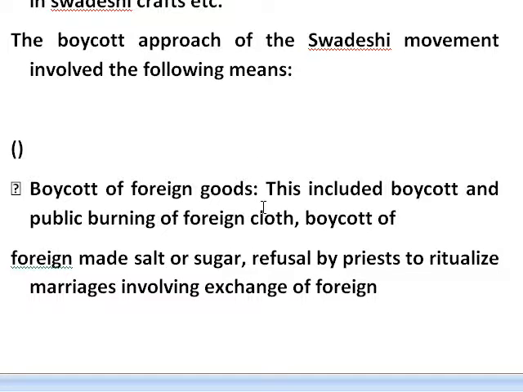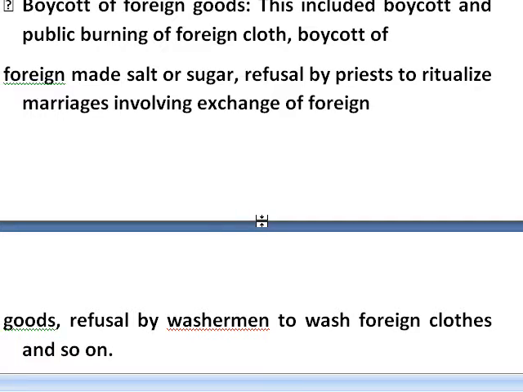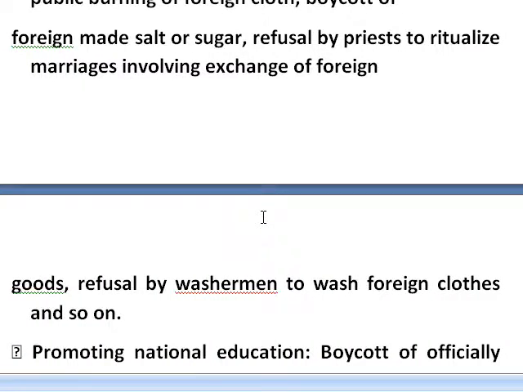The boycott approach of the Swadeshi movement involved the following means. The boycott of foreign goods included boycott and public burning of foreign clothes, boycott of foreign salt or sugar, refusal by priests to ritualize marriages involving exchange of foreign goods, refusal of washermen to wash foreign clothes, and so on.